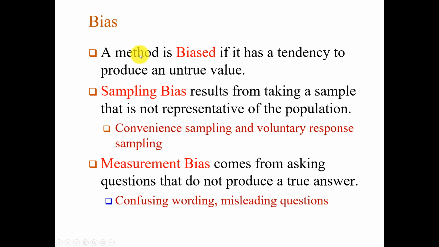Bias. A method is biased if it has a tendency to produce an untrue value. Sampling bias results from taking a sample that is not representative of the population. So, for example, convenience sampling and voluntary response sampling.